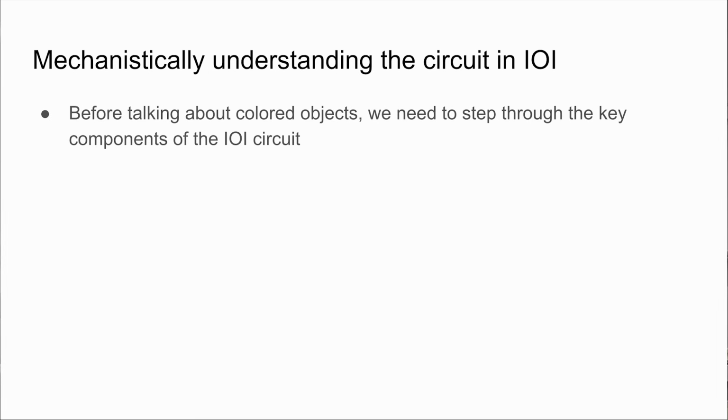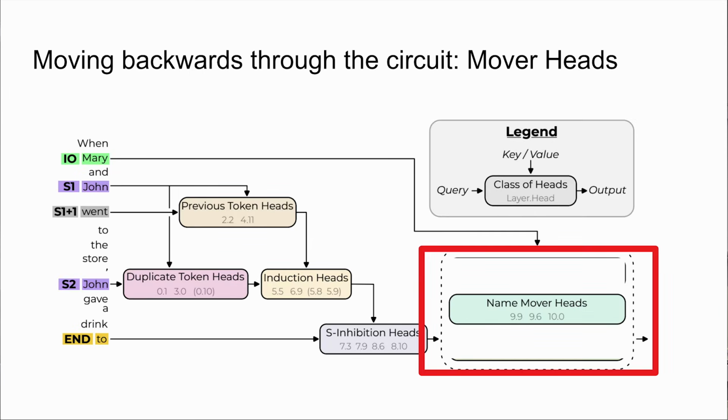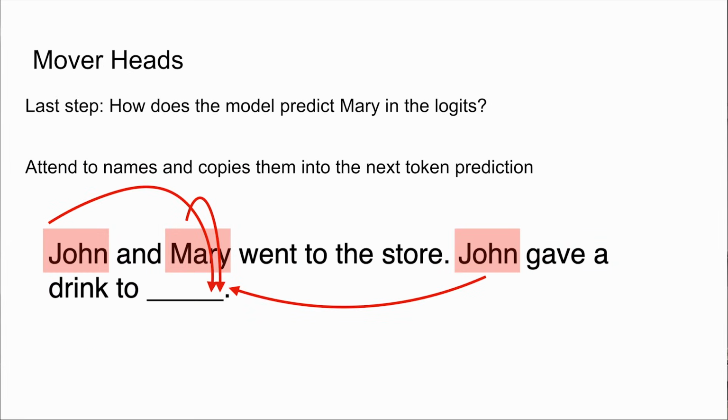But before I talk about that task, I want to maybe step back and mechanistically walk through the circuit in IOI a little bit more, so that we can understand what we're looking for. Yeah, I'll do that. So, moving backwards now through the circuit, we're going to focus on this last part, just the name mover heads. There are a couple of other categories here, but we just care about the name mover heads right now.